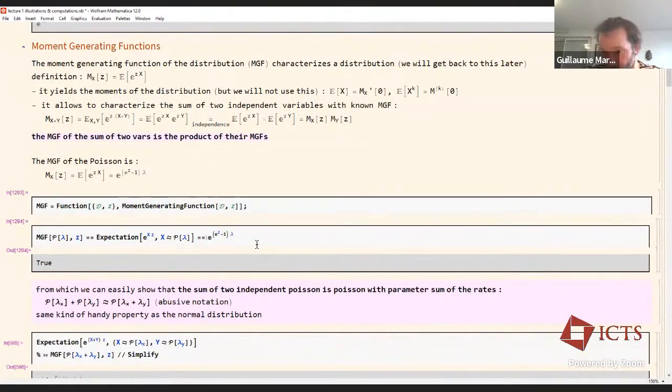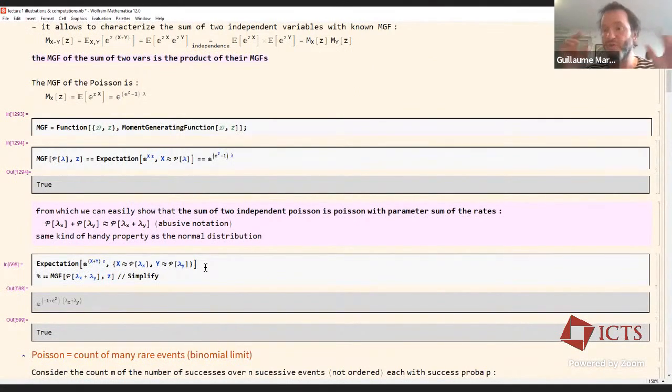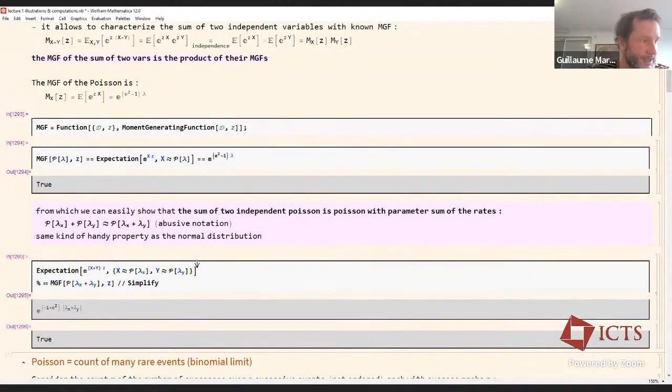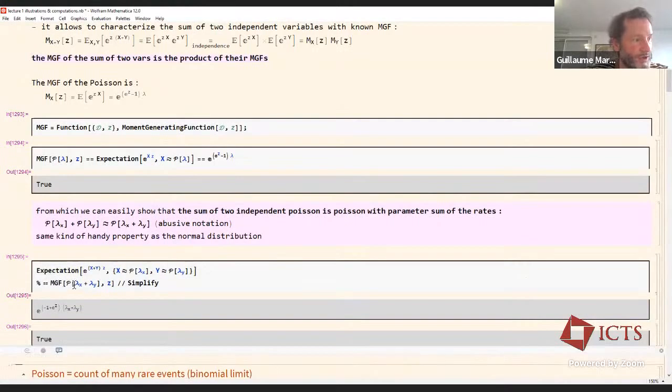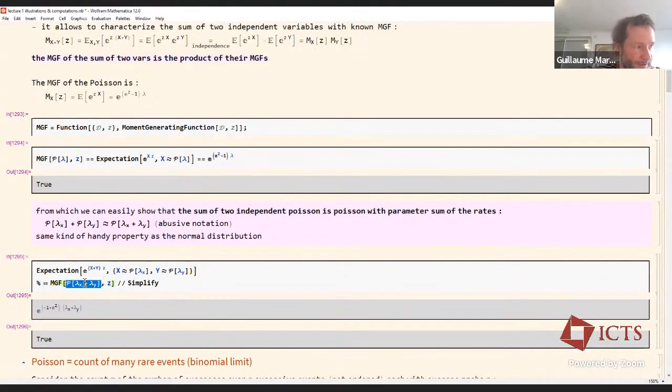The key thing we can get from that, which is a very important property of the Poisson, is a property that is the same as for the Gaussian. When you look at the sum of two draws from two Poisson distributions, the count you get is again a Poisson distribution, and the parameter of this Poisson is the sum of the rates of the two original distributions. To see that, you say, here is the expectation of e^(z(x+y)), when x is taken in the first Poisson with rate parameter lambda x, and y is taken in another Poisson with parameter lambda y. You can see that this is equal to the MGF of a Poisson with parameter the sum of the two lambdas.